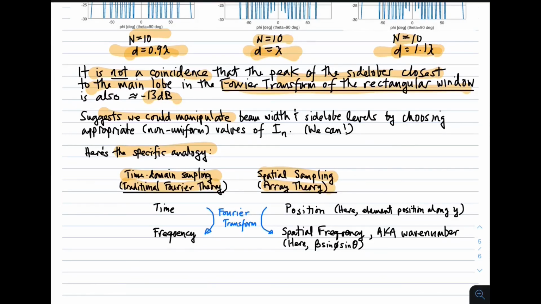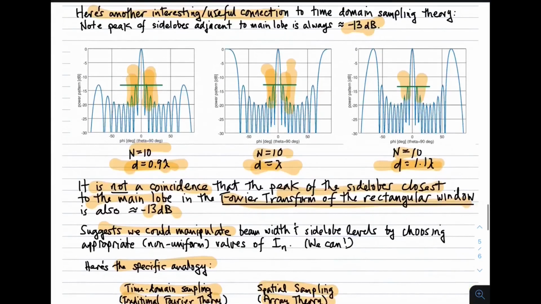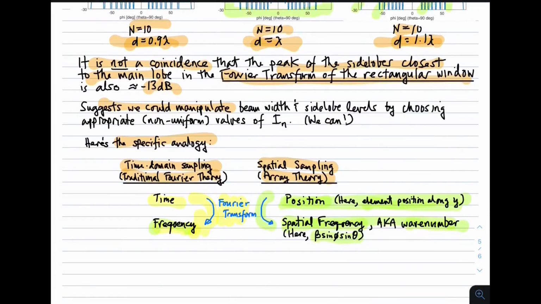In time domain sampling theory, we have time and frequency, and they're related by a Fourier transform. You take a time domain waveform, take the Fourier transform, you end up with a spectrum. In spatial sampling, position works like time, where position is, in this case, element position along y. And spatial frequency, that is wave number, that is beta times sine phi sine theta, works like frequency. And it is totally true that if you take the excitations along position and take the Fourier transform, you end up with these plots. And you can go backwards. If you want a particular pattern, say you want this pattern, you can figure out what excitations will yield that by taking an inverse Fourier transform. So this connection is very, very useful. That concludes this lecture on directivity of a uniform linear array.